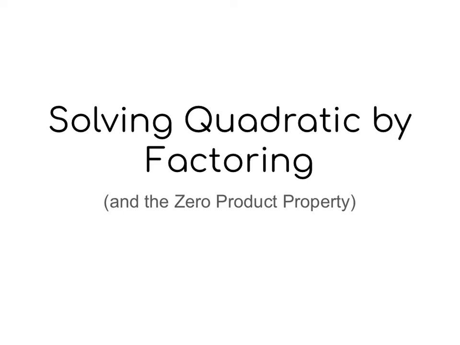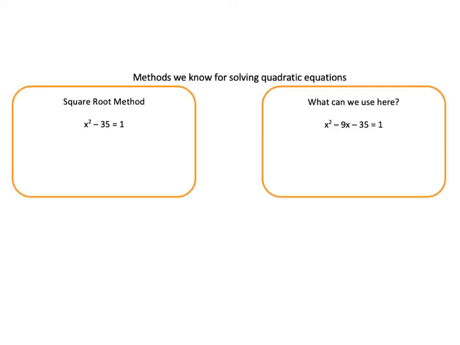In this tutorial, we're going to learn how to solve quadratic equations by factoring and then applying something known as the zero product property. So let's quickly remind you of our previous method. So far we have a square root method, which works when we have no linear term. So in this problem, I would add 35 to both sides and I would get x squared equals 36.